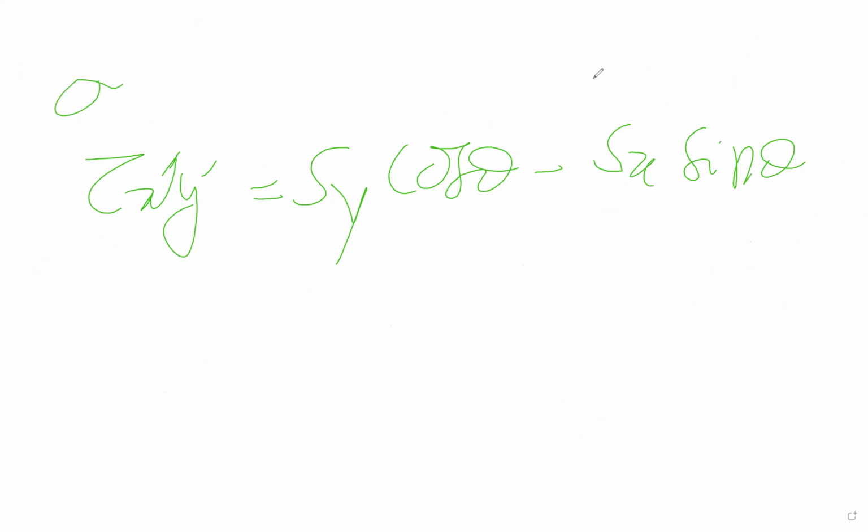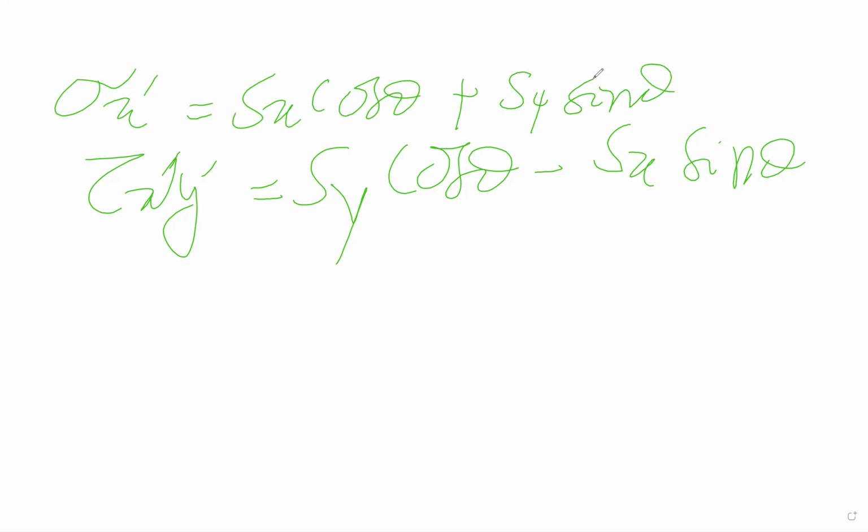Sigma x dash is whatever we have written there: Sx cos theta plus Sy sin theta. The shear stress is acting parallel to the plane, whereas sigma x dash is perpendicular to the plane. Though it is parallel to the plane, the equation will be Sy cos theta minus Sx sin theta.